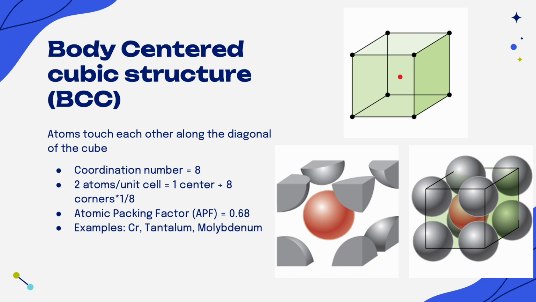For metals, each atom has the same number of nearest neighbor or touching atoms, which is the coordination number. For body-centered cubic structure, the coordination number is 8, which means each center atom has 8 nearest neighbors, the corner atoms. Each BCC unit cell has 8 corner atoms and a single center atom, which is wholly contained within its cell. Therefore, the number of atoms per BCC unit cell is 1 center plus 8 corners multiplied by 1/8, which equals 2 atoms per unit cell. Another thing to remember about BCC is the atomic packing factor, which is 0.68. Some examples of metals that have this structure are chromium, tantalum, and molybdenum.